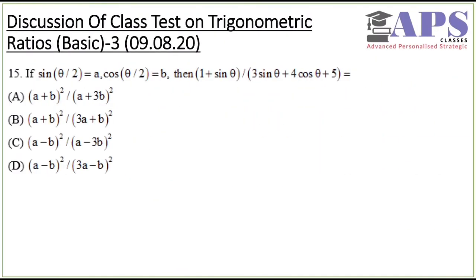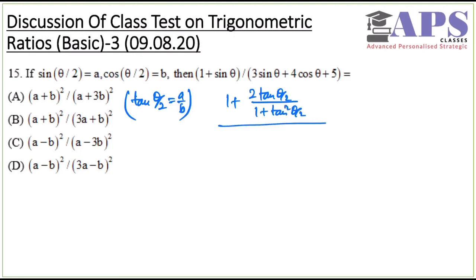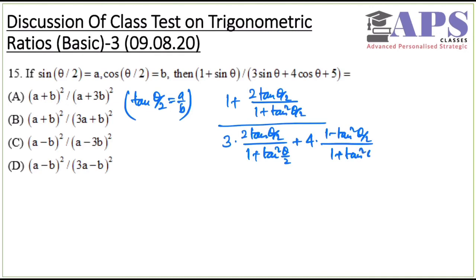In question number 15, sin theta by 2 cos theta by 2 is given. So from there I can find tan theta by 2 easily, that is A by B, and then 1 plus sin theta is 1 plus 2 tan theta by 2 by 1 plus tan square theta by 2 divided by 3 sin theta plus, that is 3 into 2 tan theta by 2 by 1 plus tan square theta by 2 plus 4 into 1 minus tan square theta by 2 by 1 plus tan square theta by 2 plus 5. That is the expression.